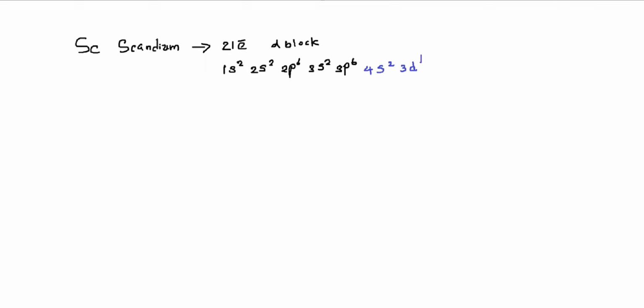Next, scandium is a D-block element and belongs to the 3d group. It has 21 electrons: 1s2, 2s2, 2p6, 3s2, 4s2, 3d1.